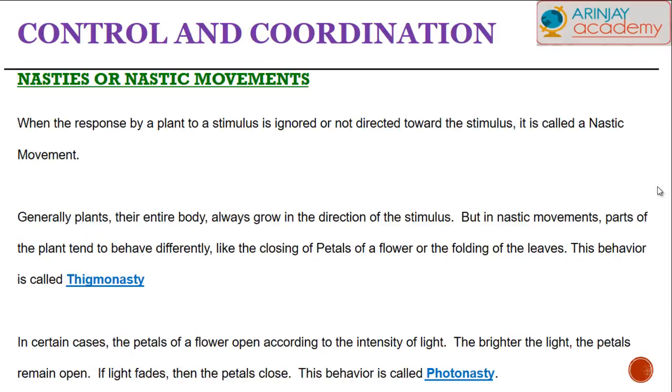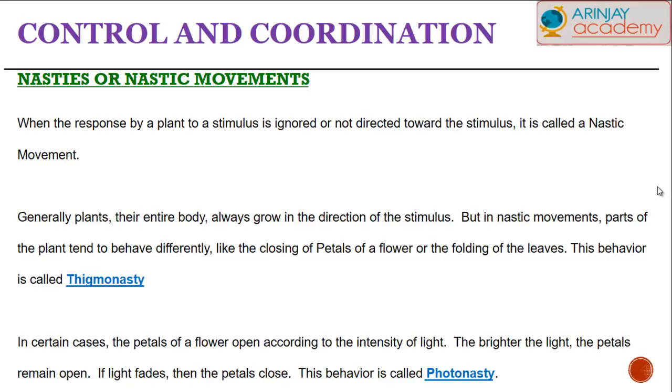What do we mean by nasties or nastic movement? We know that animals, plants have the tendency to always respond to a stimulus. But when a response by a plant to a certain or a specific stimulus is ignored, it is called a nastic movement. Generally, plants, meaning their entire body, always grow in the direction of this stimulus. But when it comes to nastic movements, parts of the plant tend to behave differently.